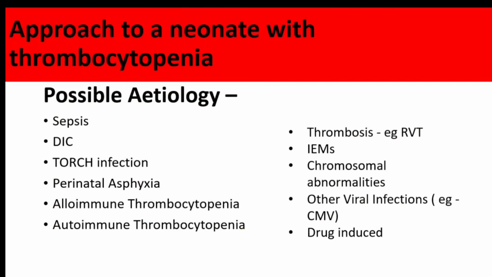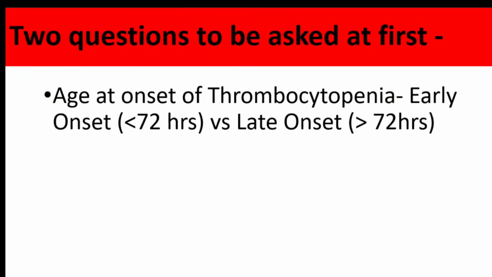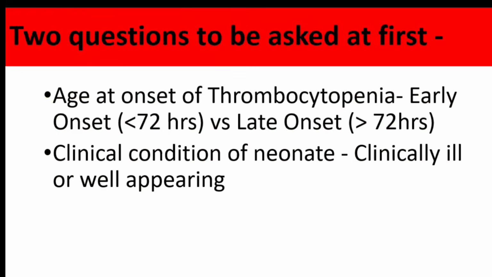If you are to delineate the cause, the first approach would be that we have to answer two questions, or look for two things. First is, what is the age of onset of thrombocytopenia? In a newborn who is having thrombocytopenia, first of all, you have to find out the age at which the thrombocytopenia was first noticed. So if it is at less than 72 hours, the causes would be different and the approach would be different. And if it is at more than 72 hours, the approach would be slightly different. Then 72 hours of age. Okay. And second thing is, you have to look at the clinical condition of the newborn, whether the child is clinically stable or clinically ill. So based on these two questions, we can proceed ahead.